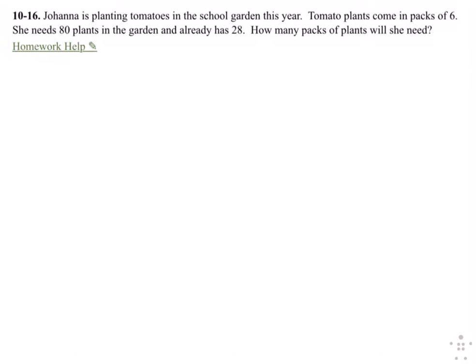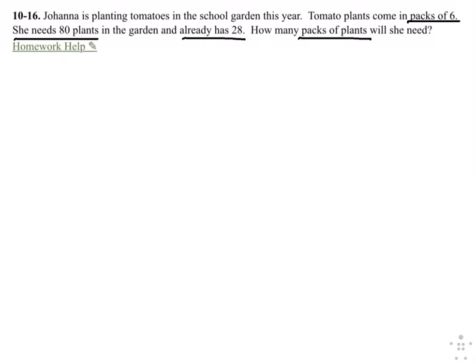Okay, so Joanna is planting tomatoes. They come in packs of 6, right? Packs of 6, so that means you have to buy them 6 at a time. And she needs 80 plants, so she needs 80 total, and she already has 28, right? I underline the important. How many packs of plants will she need?